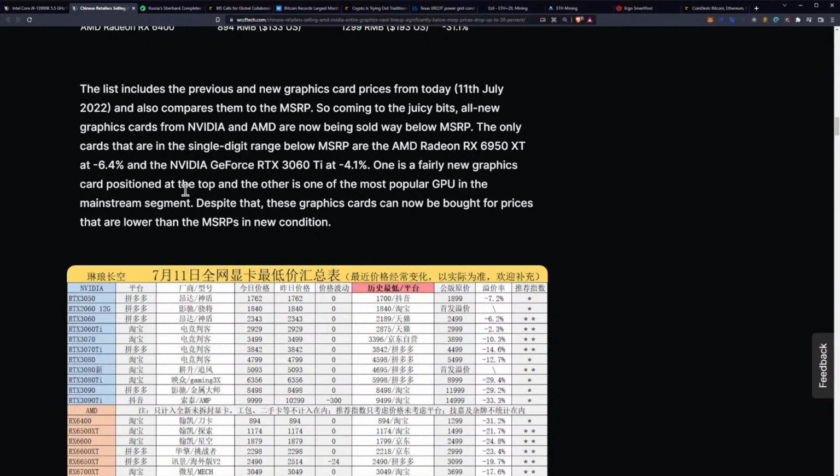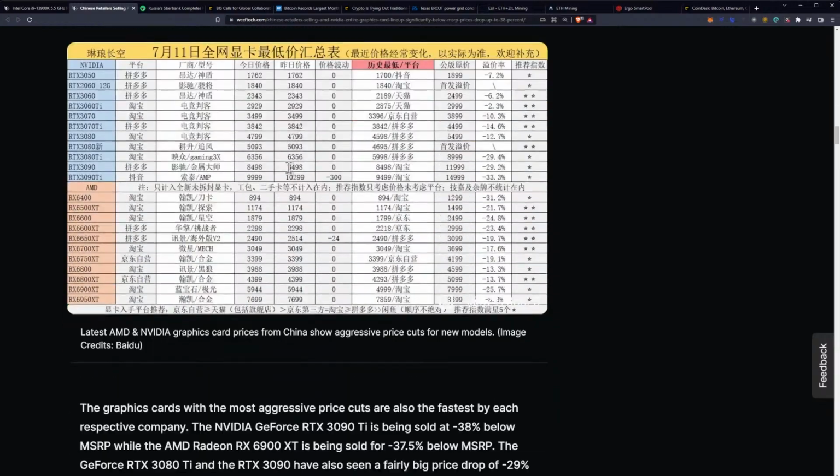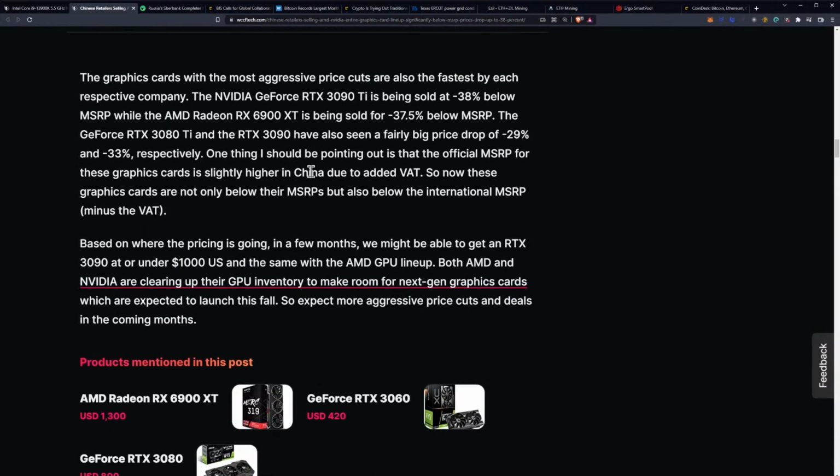One is a fairly new graphics card positioned at the top end, and the other is one of the most popular GPUs in the mainstream segment. Despite that, these graphics cards can now be bought for prices that are lower than MSRPs in new condition. The graphics cards with the most aggressive price cuts are also the fastest by each respective company. The 3090 Ti is being sold at 38% below MSRP, and the 6900 XT is being sold for 37.5% below MSRP.